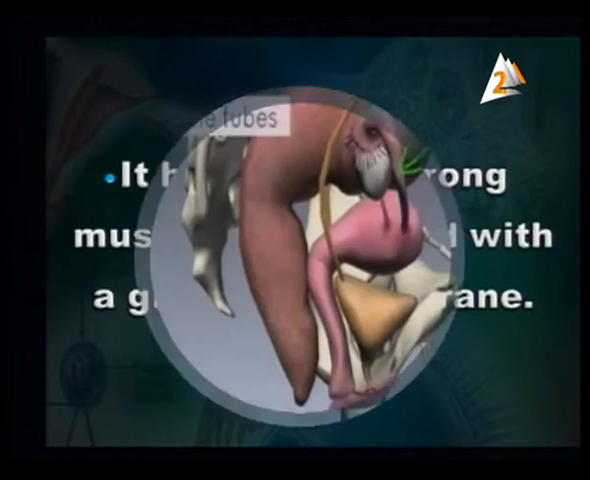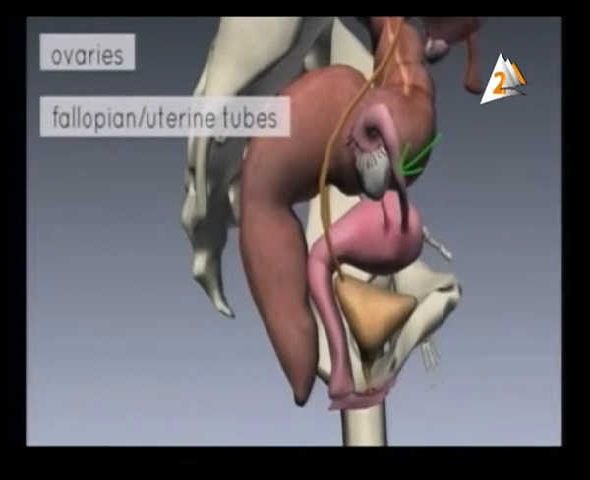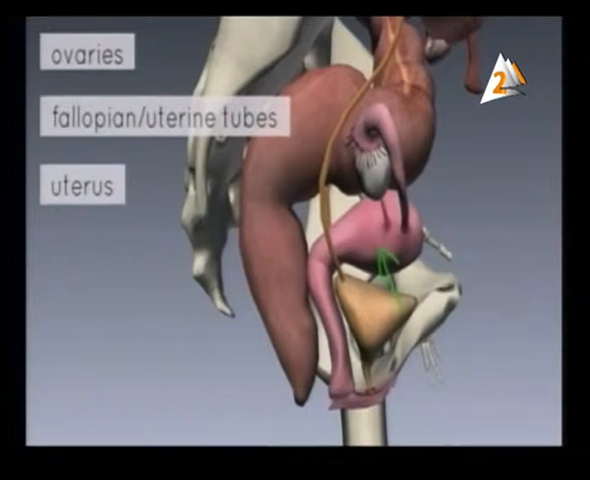First, the uterus lies in the pelvic cavity. Second, it has a thick, strong muscular wall which is lined with a glandular membrane. Also, it is an elastic muscular sac. Why is it an elastic muscular sac?